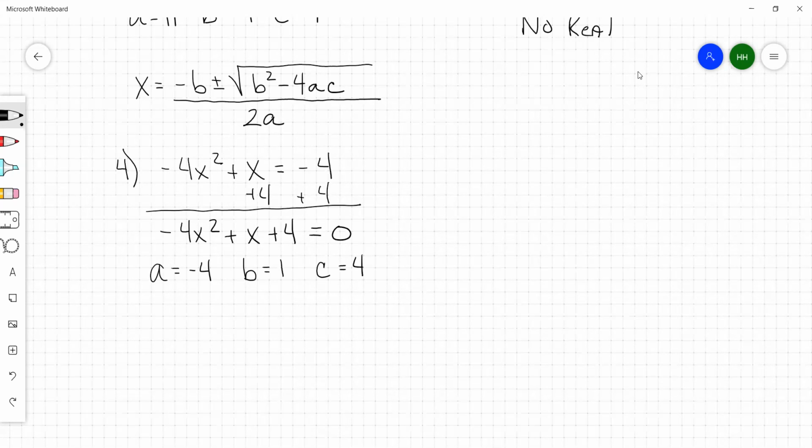So we're going to substitute into this quadratic formula to solve for x. Negative 1 plus or minus square root b squared. So we got 1 squared minus 4 times a, which is negative 4, times c, which is 4. A lot of 4s. All divided by 2 times a, which is negative 4.